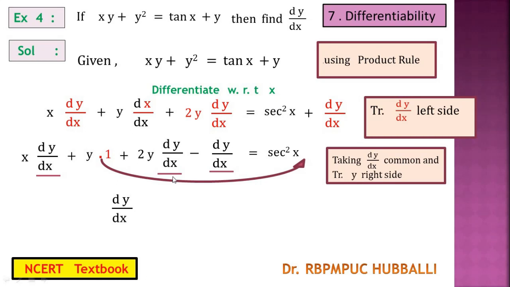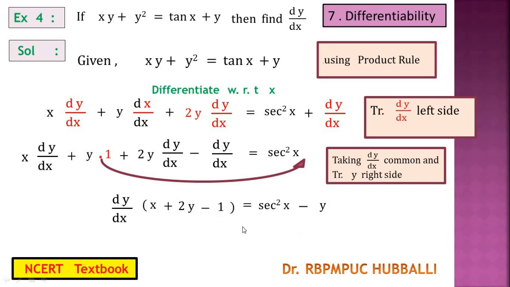First I take the common. If I take dy by dx common from the first term, we get x. Okay, here we have the second term, its coefficient is 2y, so write plus 2y, and here it is minus 1, so write minus 1. So when you take dy by dx common, you will get this bracket function, x plus 2y minus 1, is equal to secant square x as it is, and shift this y to the right side, it becomes minus y.